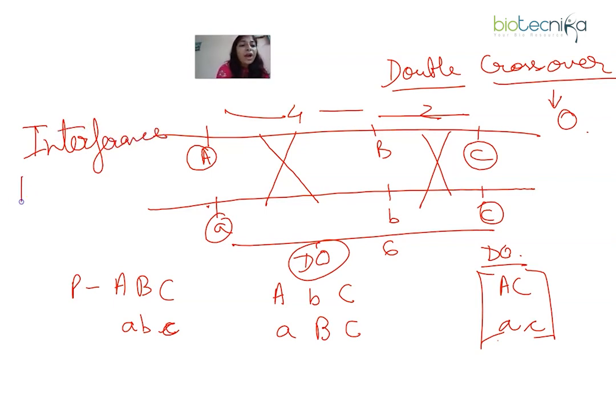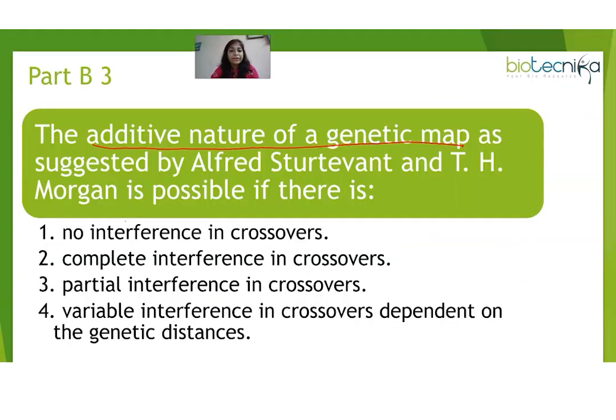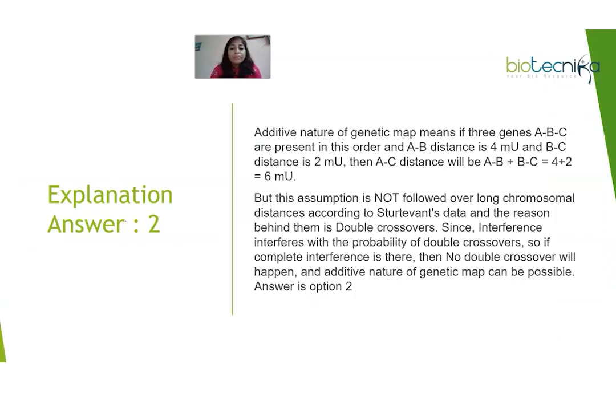Okay, so if I is equal to 1, if total interference is there, that means double crossover will be 0. Right? Zero double crossover will happen, and if that happens, then the additive nature of the genetic map will be followed. So this assumption is not followed over long chromosomal distance according to Sturtevant's data, and the reason behind it is double crossover.